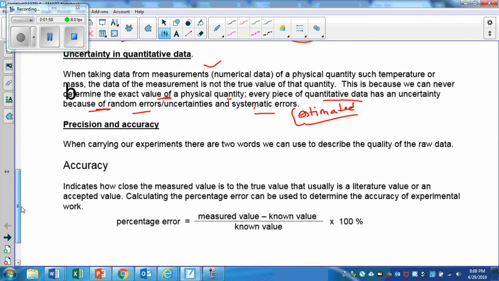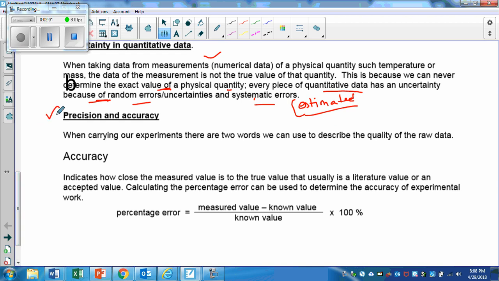So anyway, let's keep going. We will also talk about precision and accuracy. Precision is how close the numbers or the measurements are within a set, and accuracy means how close the data is to the true value. I'm sure you all know the percent error. You want to see how far you are from the accuracy, and for that we calculate the percent error: measured value minus known value, divided by the known value, times 100. It's an absolute value, so the answer is never negative. Calculating the percent error can be used to determine the accuracy of the experimental work.